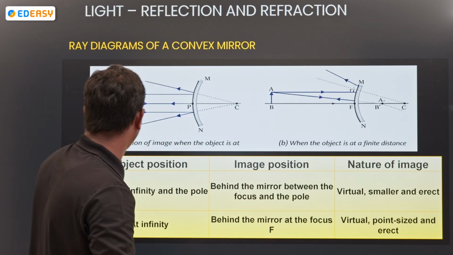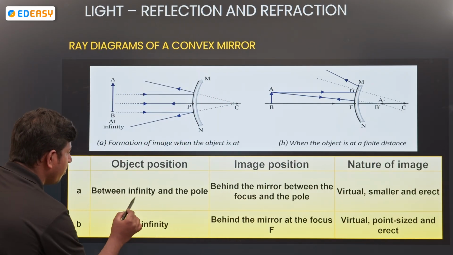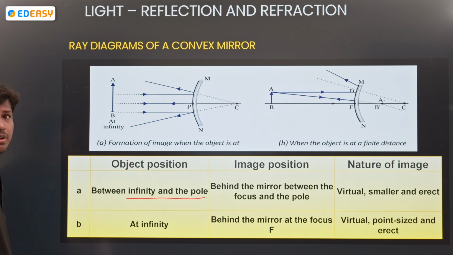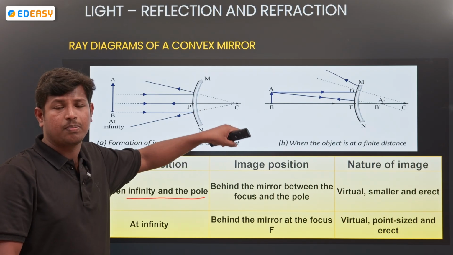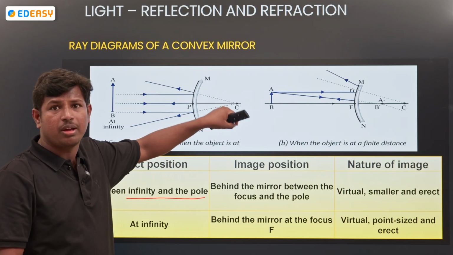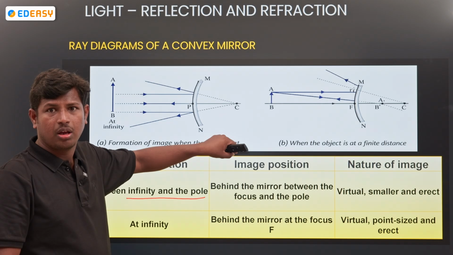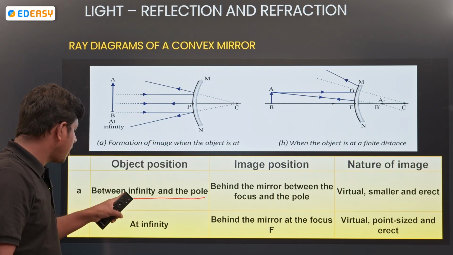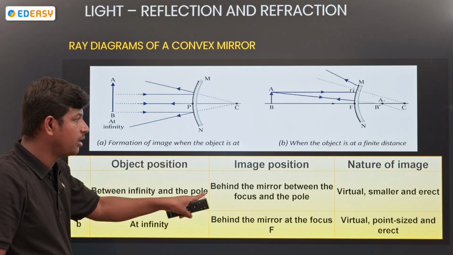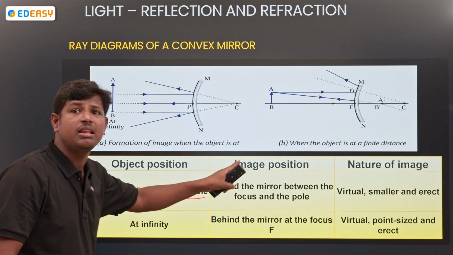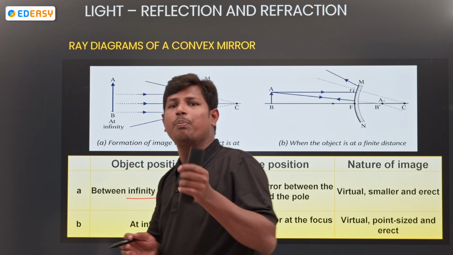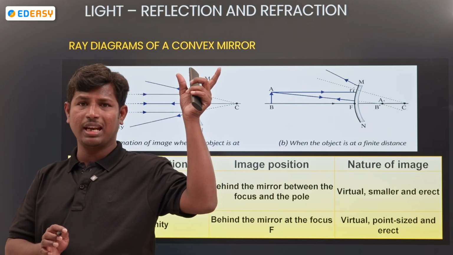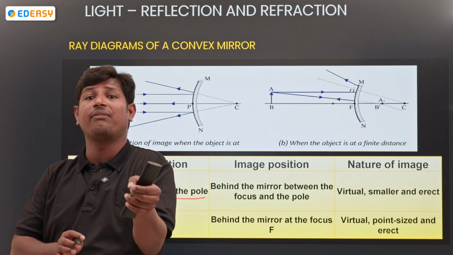Look at the table here. The object position between infinity and pole. What is the pole? Pole is a point we take on the mirror. So where is that object, between infinity and pole? Where will the image be? Behind the mirror, between P and F. Where will you get it? Between P and F.